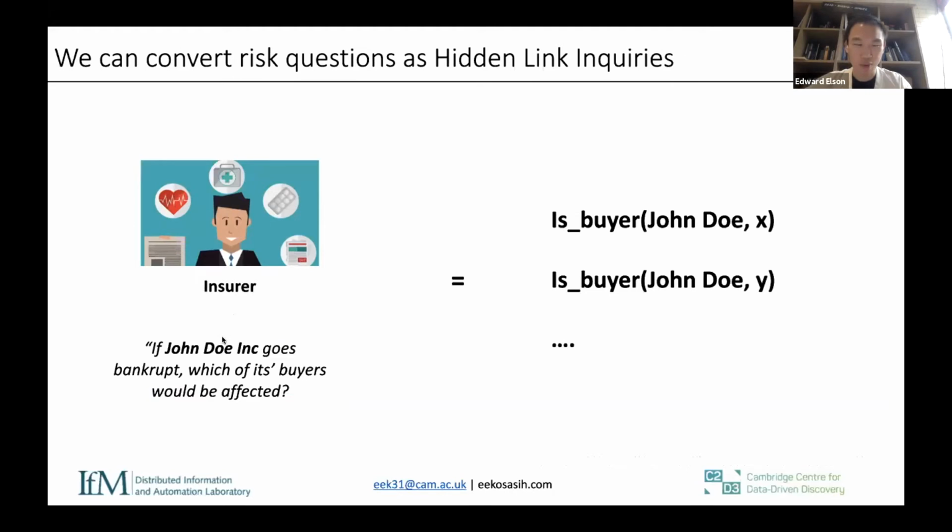Well, if I want to know which of John Doe's buyers would go bankrupt, then I could convert this into an inquiry whether there is a hidden link between, say, John Doe company and another company called Company X or Company Y, etc. And XY would be a placeholder for a company name. Well, the first issue that you might see here is that if there are 10, 20, 30,000 companies in the world, then you might need to run this model for every single one of them. This is also another question that is pending.